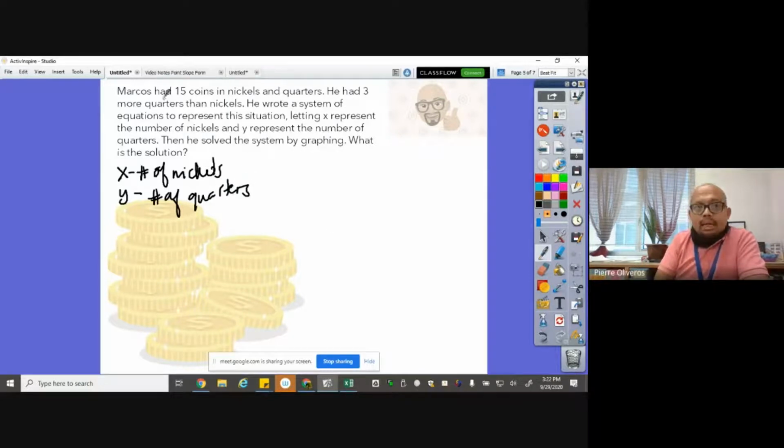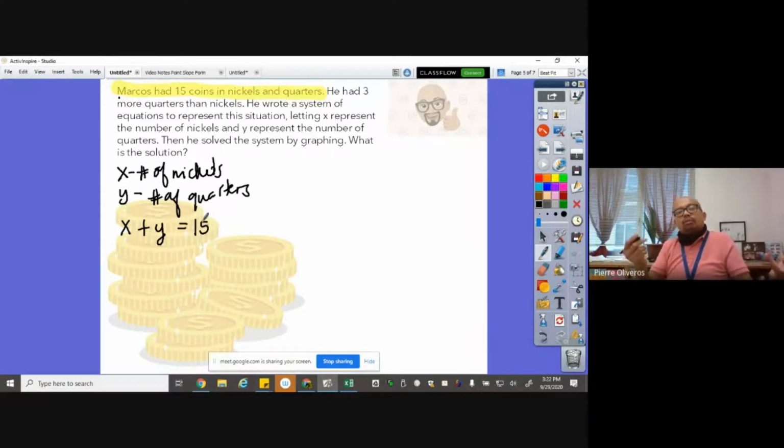Okay. It says here that Marcos had 15 coins in nickels and quarters. What can we get from there? We can say that x plus y is equal to 15 because there are 15 coins, and when you add the number of nickels and the quarters, when you combine them, it's equal to 15.